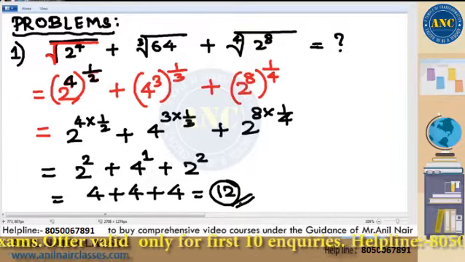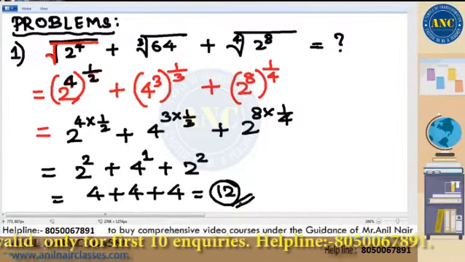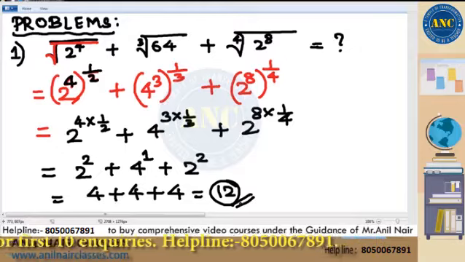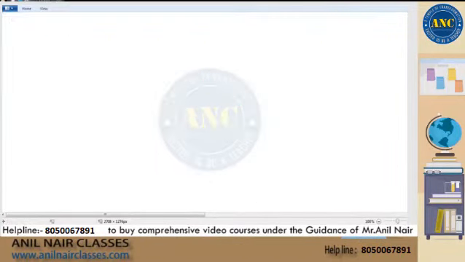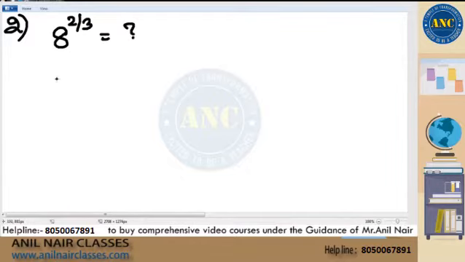I hope the idea is very clear for the first question. Second one, we will understand each and every basic question initially, so that it should not haunt us in our difficult questions as we proceed with our classes. Second one, again a very easy question. 8 power 2 by 3, I need to find the value. What is the value of 8 power 2 by 3?